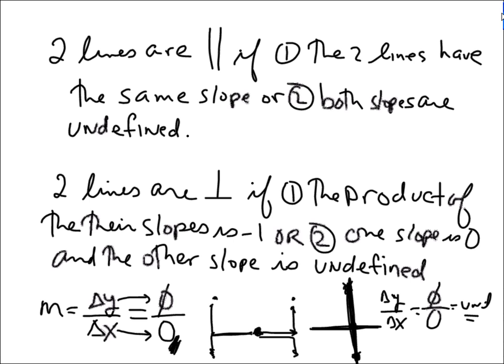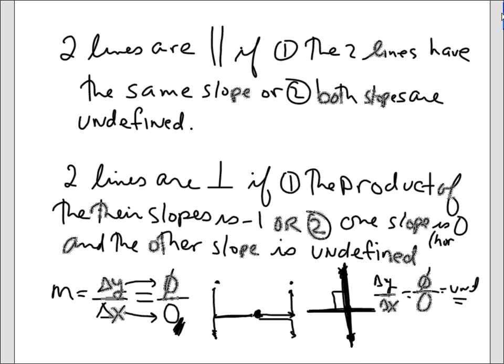But a vertical line and a horizontal line, they are perpendicular. If the slope is 0, that means it's the horizontal line. If it's undefined, it means vertical. And a horizontal and a vertical line, they are perpendicular.